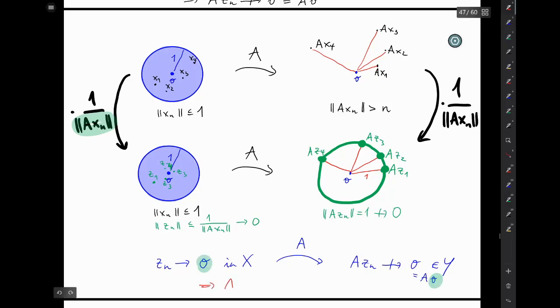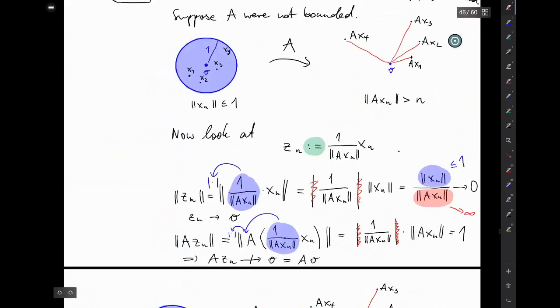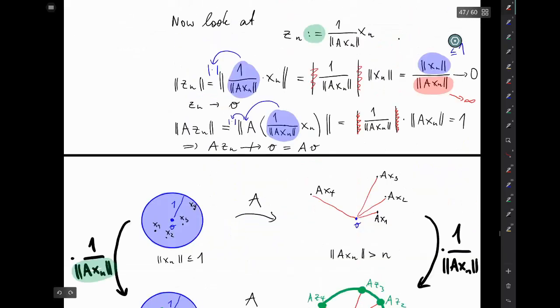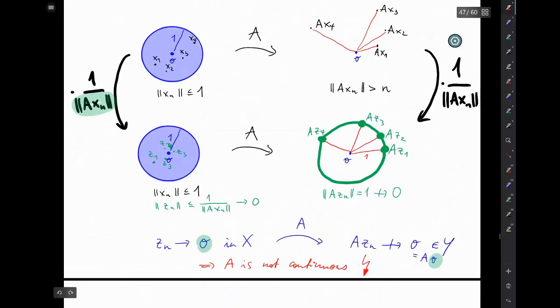So we conclude A is not continuous, which of course contradicts our assumption from the beginning that A is continuous. Okay, and that's how the proof goes.